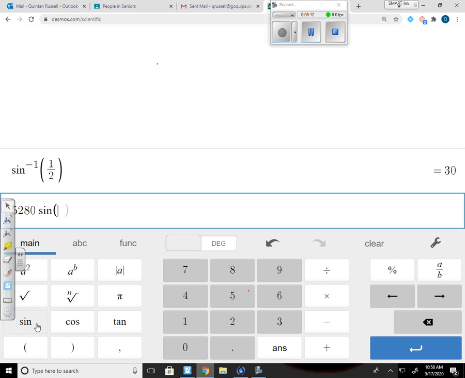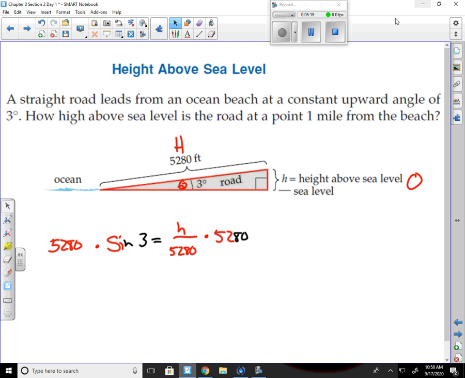5280 sine 3. That tells us that our height is 276.33 feet.